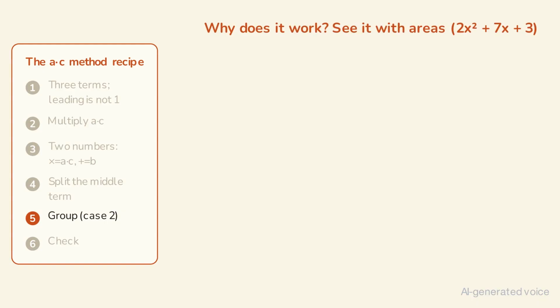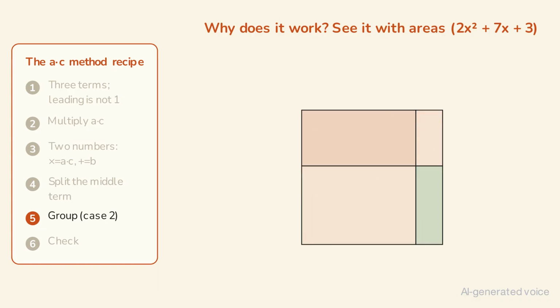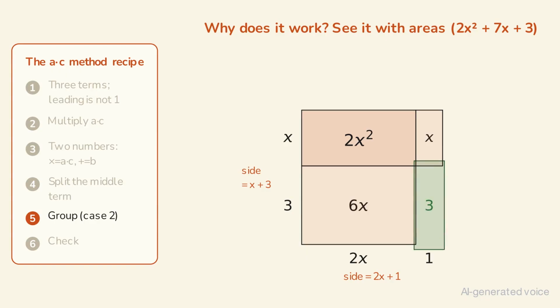Now let's see with areas why the A times C method works. With a positive example to see it very clearly, 2x squared plus 7x plus 3. Picture a rectangle whose area is the whole trinomial. The bottom side is 2x plus 1 and the left side is x plus 3. The top pieces are two big squares of area x squared. There's A, which is 2x squared. The side pieces add up to 7 rectangles of area x. There's B, 7x. And the little corner rectangle is 3 units. There's C, which is 3. And the nice part, the sides of the rectangle are exactly the two factors, 2x plus 1 times x plus 3.